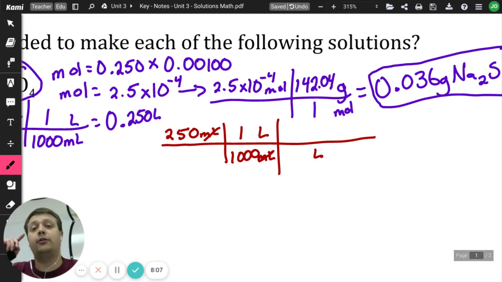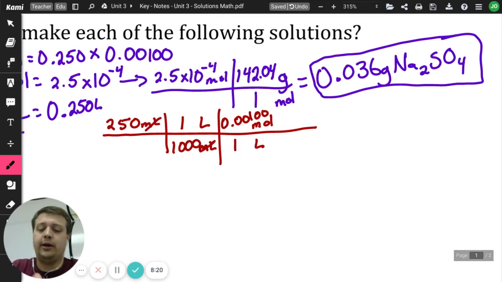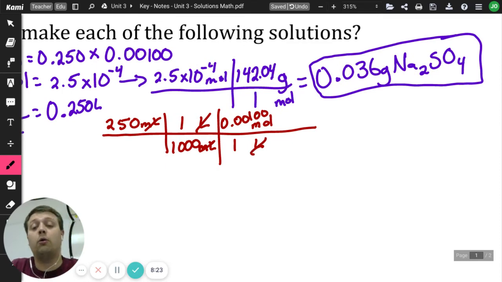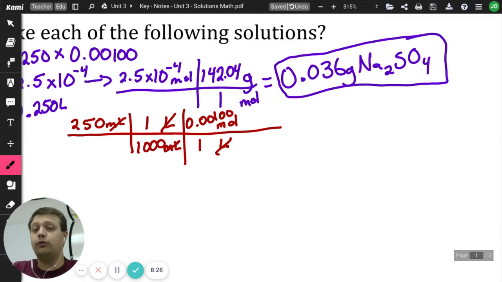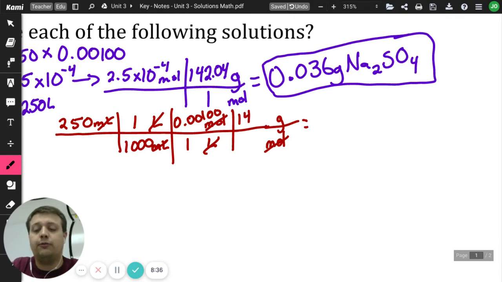I'm trying to go from liters into grams. I don't know that, but I do know how to go from liters into moles. I'm going to use my concentration. I know that I have 0.00100 moles for every 1 liter. Well, now I've gotten rid of my liters and now I'm into moles. But I'm not solving for moles, I'm solving for grams. So now I drop down my moles because it is not what I'm looking for, and I go from moles into grams using my molar mass. I have 142.04 grams for every 1 mole. Is grams what I'm looking for? Yes. So now it's time to solve.